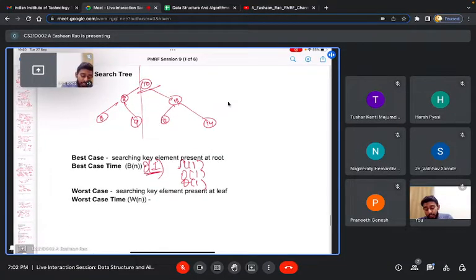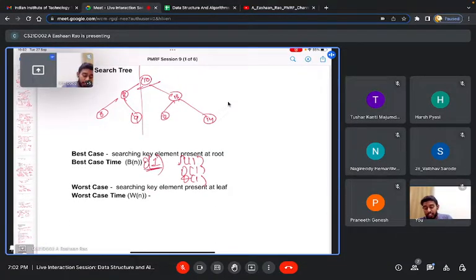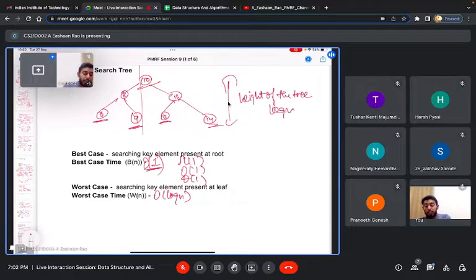But if it is not at the root, the worst case would be if it is present at a leaf, that is 6, 9, 12 or 14. These are the worst case times. So we can say that it's log of n time. Why log of n? Because it depends on the height of the tree, which is log n. So it will take log n comparisons to reach 6, 9, 12 or 14. That's why the worst case time is log n.